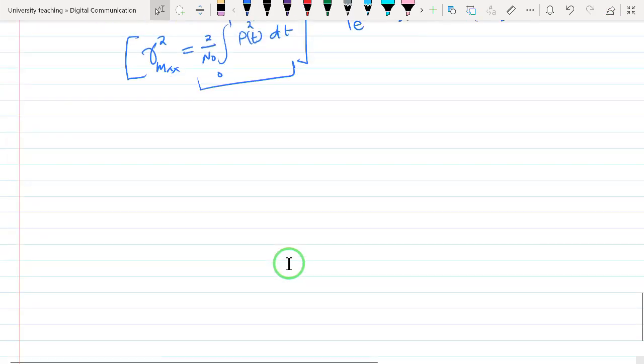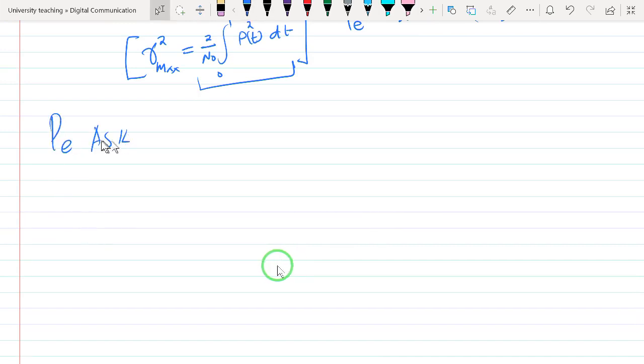So now we start with finding the probability of error of ASK. That is the very first one that we looked at when we were looking at the modulation schemes, and this will be the first modulation scheme that we are going to evaluate its probability of error.